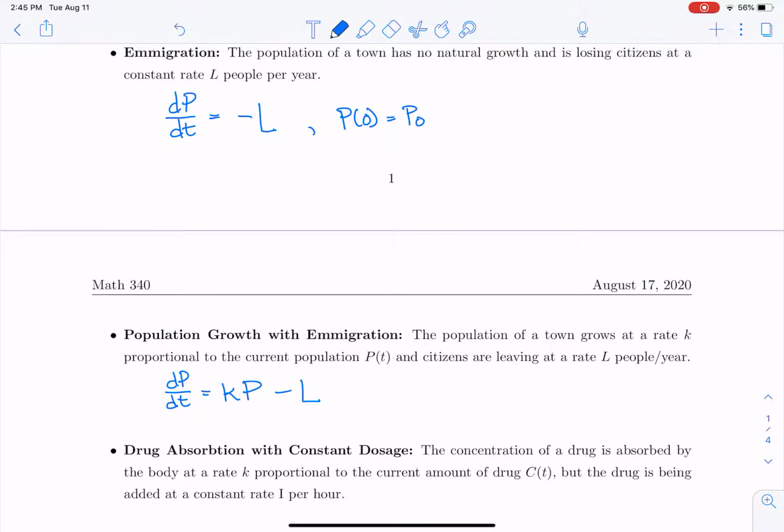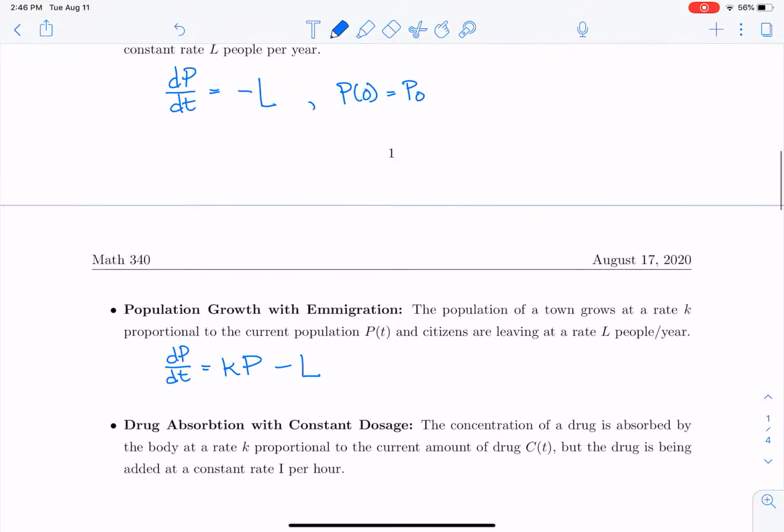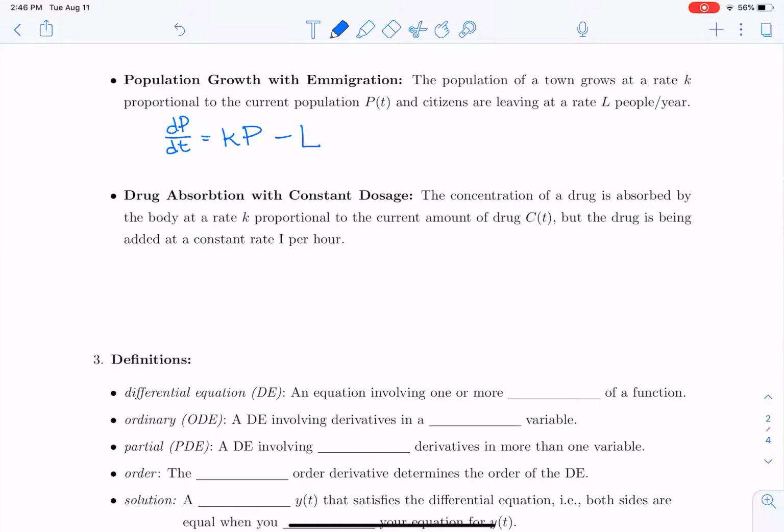And so now we have a town that's growing at a rate proportional to the current population, but also is losing citizens at a rate of L people per year. And so now we have a slightly more complicated differential equation based on the scenario that's described to us. Again, I'm going to put in an initial condition here. P of 0 equals P sub 0.